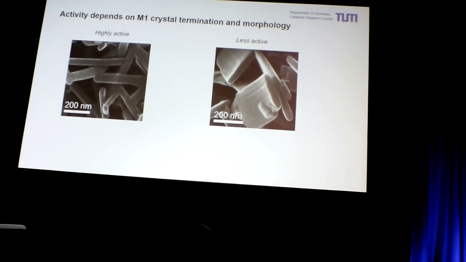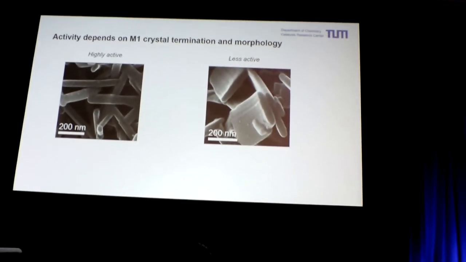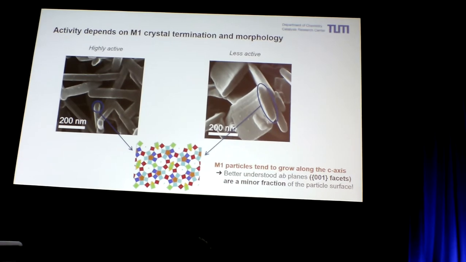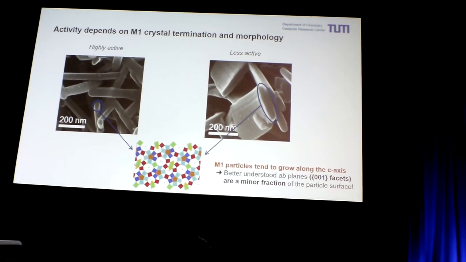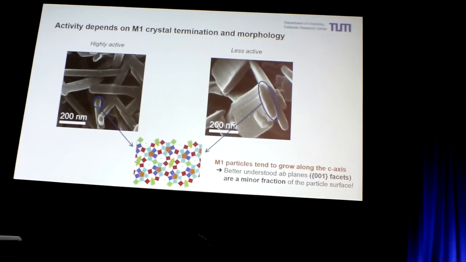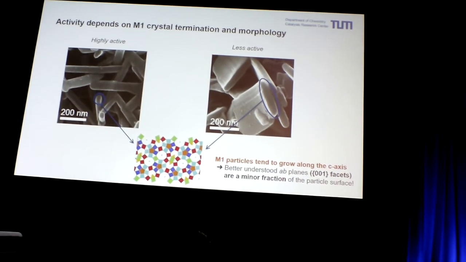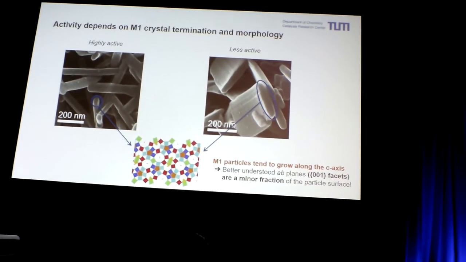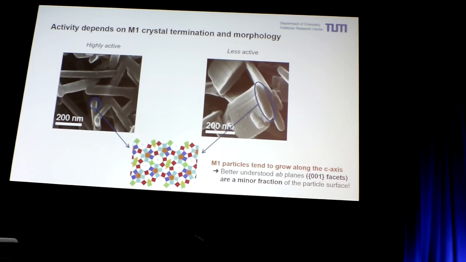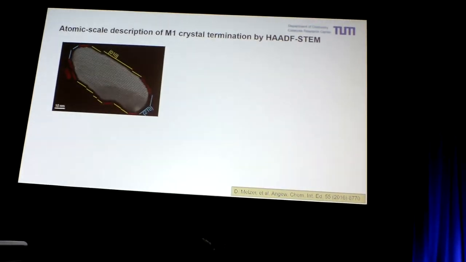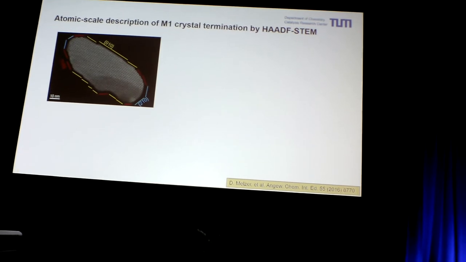And in both cases, M1 particles tend to grow along the C-axis. So I show you here the AB plane that we have been looking at. This well-defined plane is actually only a minor fraction of the surface area of the particles. So if the morphology is affecting the activity so much, it means that the lateral facets have activity, and this is very relevant for the overall activity of the particles. Therefore, we need to study and understand how the lateral termination of the crystals looks like. This is what we did a few years ago.